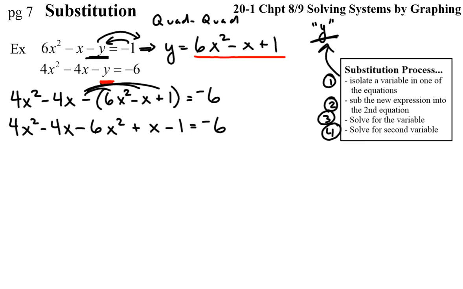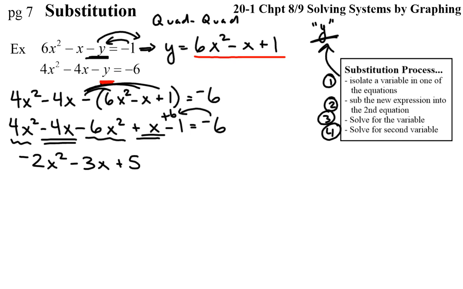Watch what it is that you're isolating, because as much as any variable could be isolated, sometimes the y is better than the x. At this point, I'm going to combine my like terms. -2x squared, -4x and an x is a -3x. And when I bring my -6 over, it's a +6, so it'll be +5 equals 0. So I now have -2x squared minus 3x plus 5 equals 0.